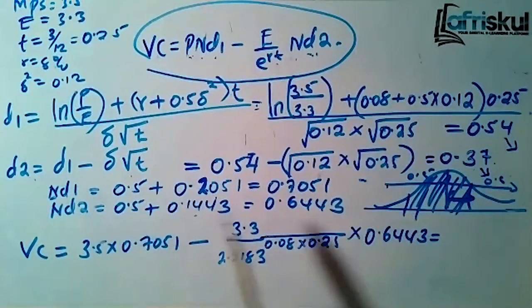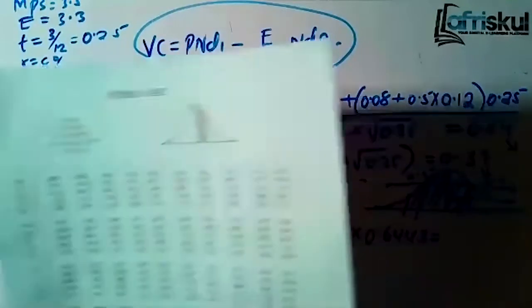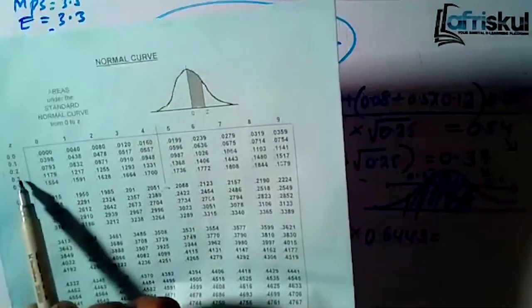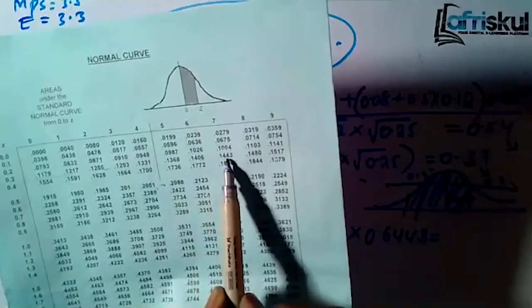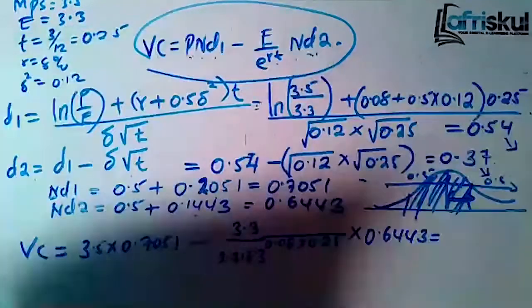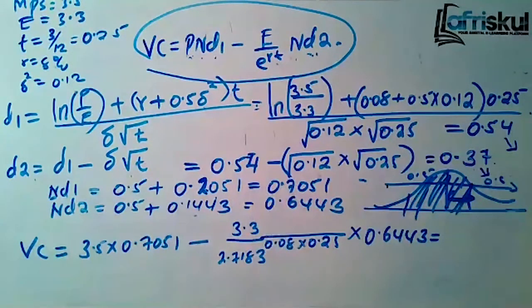For D2, we had 0.37. Using the normal curve, you just come 0.3, then you go to 7. You get 0.1443. So just take 0.5, you add 0.1443, and that is it. So now let's get the value of the call.